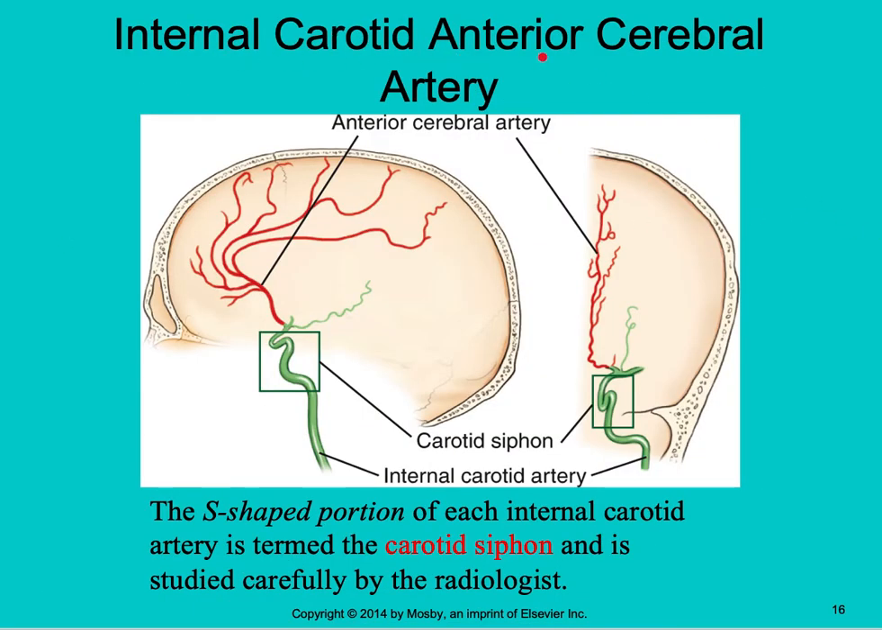So the internal carotid artery, anterior cerebral artery. So the S shape is your carotid siphon. Anytime you see this S shape, you should automatically know that that's a siphon, and it's your carotid siphon. That's where your blood's returning to, and it goes into your internal carotid artery.